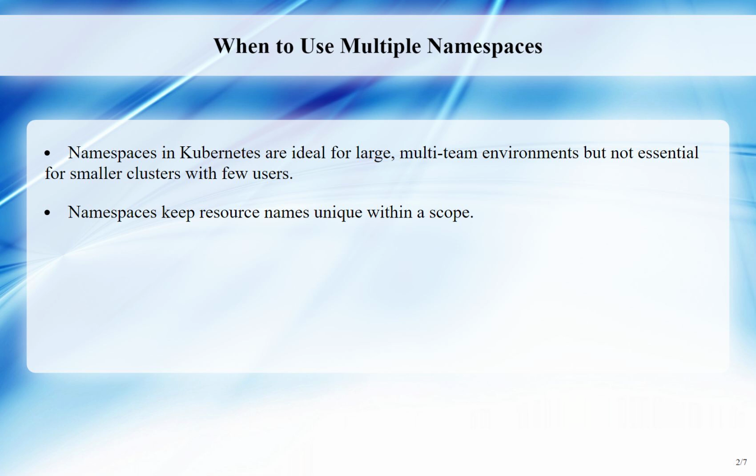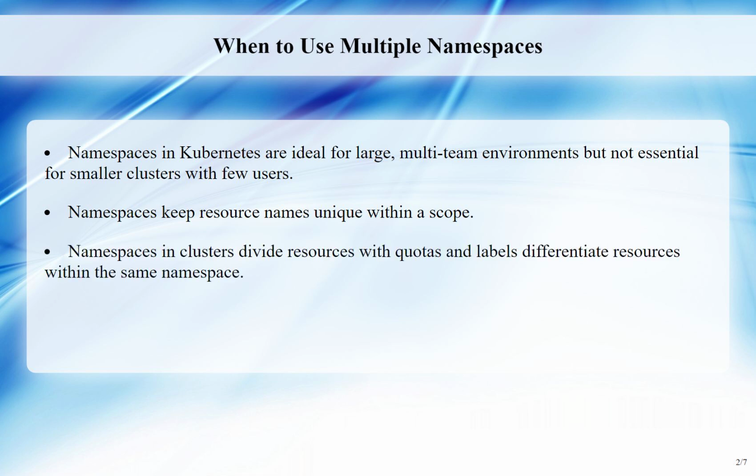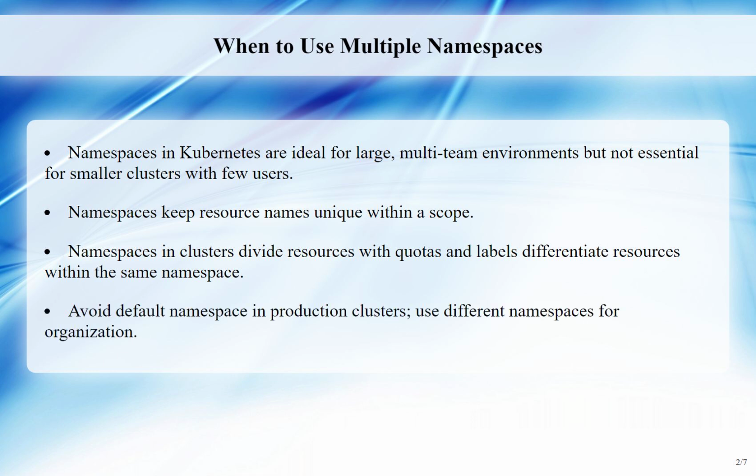Resources cannot be nested within namespaces, and each resource can only exist in one namespace. Namespaces help divide cluster resources among users through resource quotas. It's advised to use labels to differentiate slightly different resources within the same namespace, instead of creating multiple namespaces. In production clusters, it's recommended to avoid using the default namespace and create other namespaces for organization.